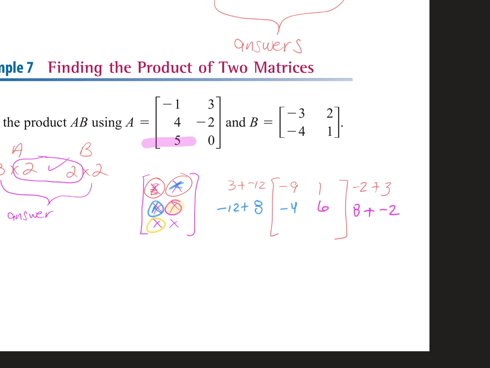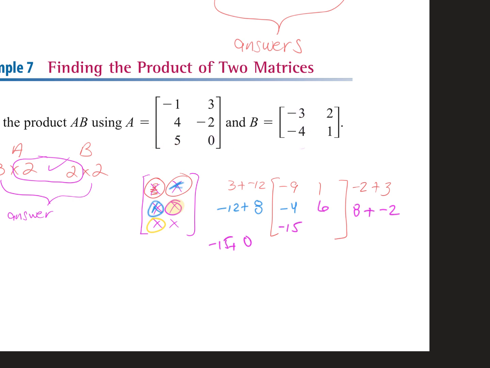It's in the third row, and it's in the first column. So first times first. What is 5 times -3? -15. Plus, what's 0 times -4? 0, so this is -15. Good.